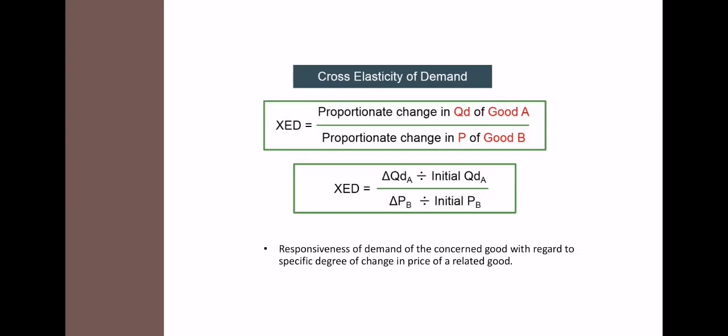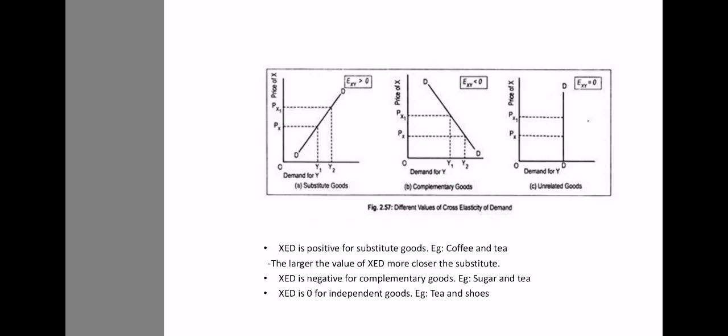Right, so XED. This is the responsiveness of demand of the concerned good with regard to a specific degree of change in the price of a related good. Now what are related goods? Complementary goods, substitute goods, and there's another category, independent goods, that is goods that are not related. Now these three separate XED curves represent what each of these goods look like.